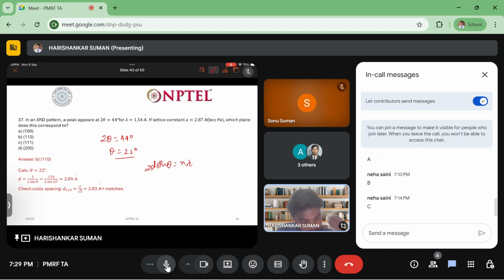If n is not given, you can take 1. 2d sin theta, where theta is given as 22 degrees. Lambda is also given, but you have to find a for BCC, Fe. So d equal to a. Use this to get a.